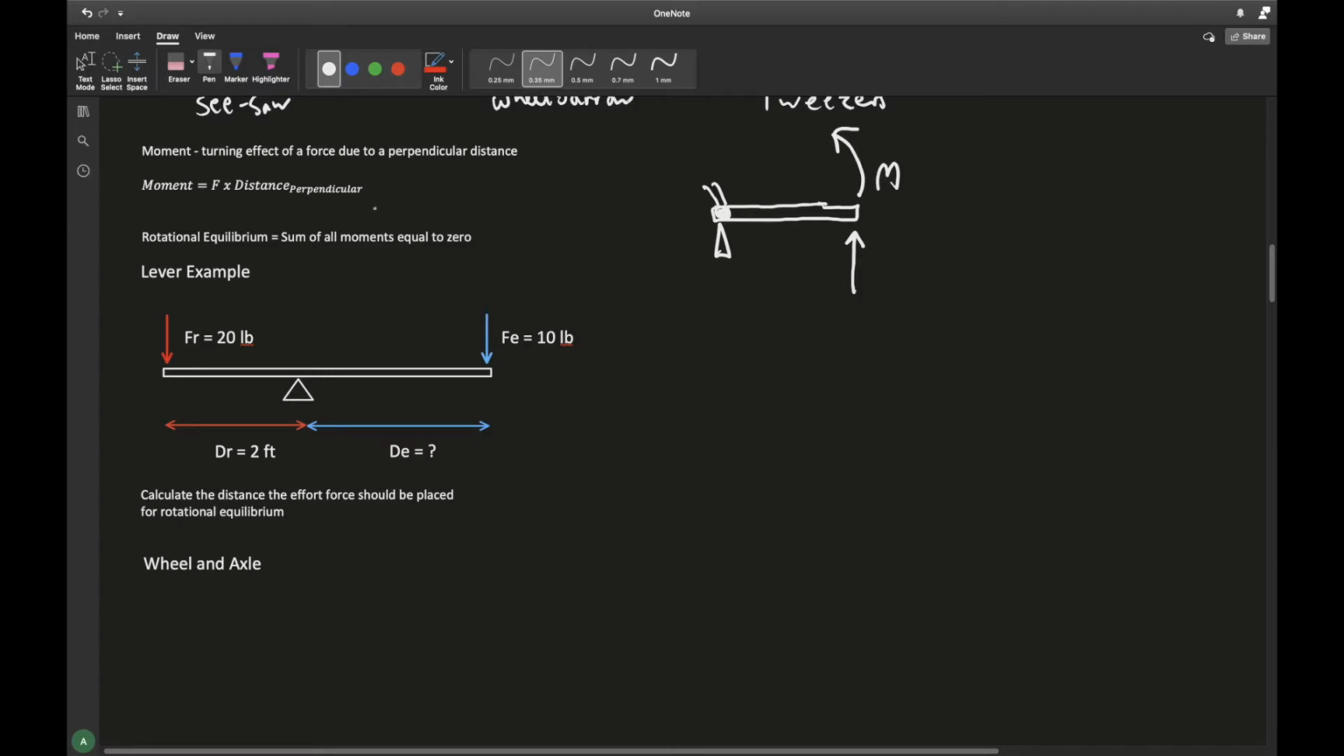And so a moment is being created, and that is a force times a distance perpendicular, and that's going to give us our moment. Okay, so you can see it's a little bit different from what we talked about with work. Now the distance is perpendicular, or creates that T with the force. So we'll see this in calculating our lever example.